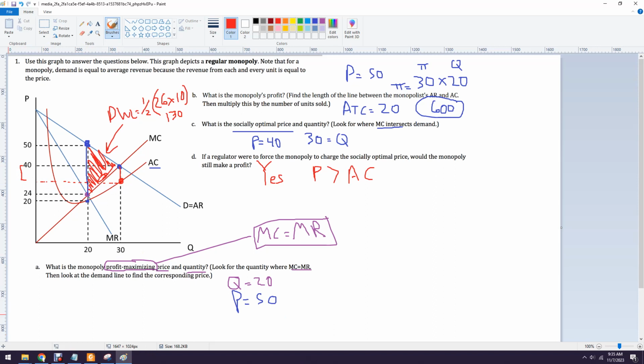That's reading a regular monopoly graph and answering some profit questions. Or loss, if the average total cost was above demand, then we would be suffering a loss.